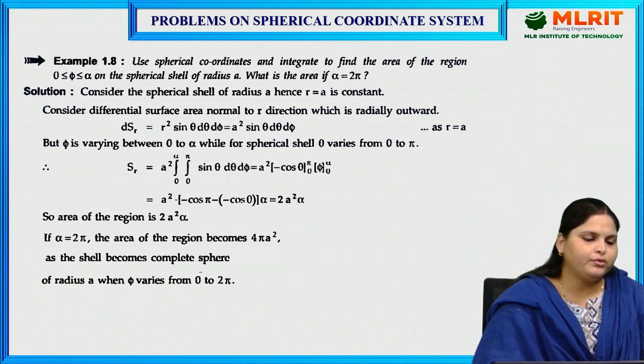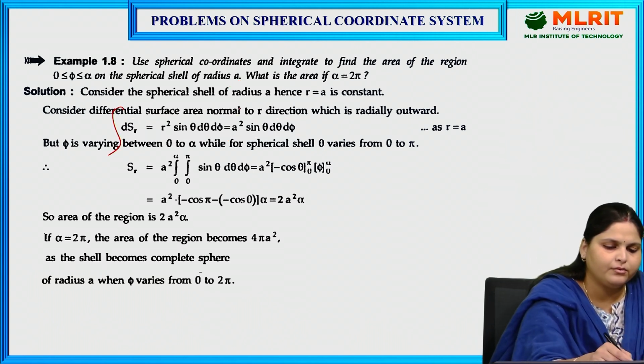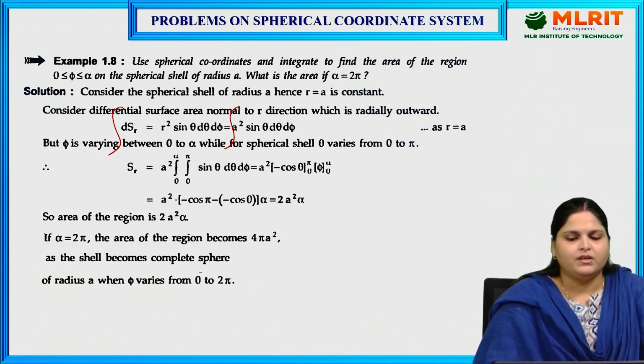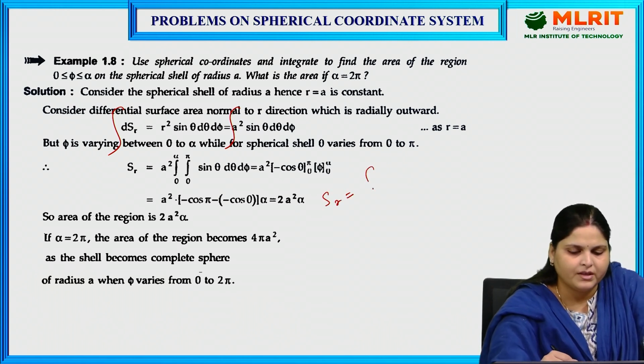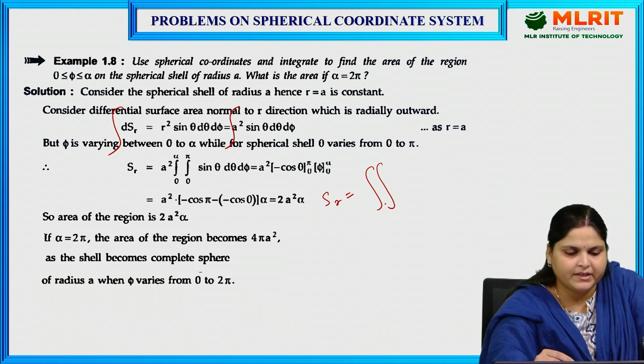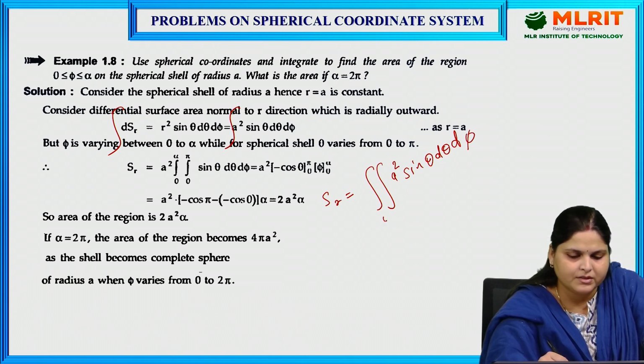Now what will we do? We will integrate it on both sides. So what formula do we get? We get S equals a double integration of a square sine theta d theta d phi. The range of theta will be 0 to pi. The range of phi is given as 0 to alpha, so we will put it as it is.